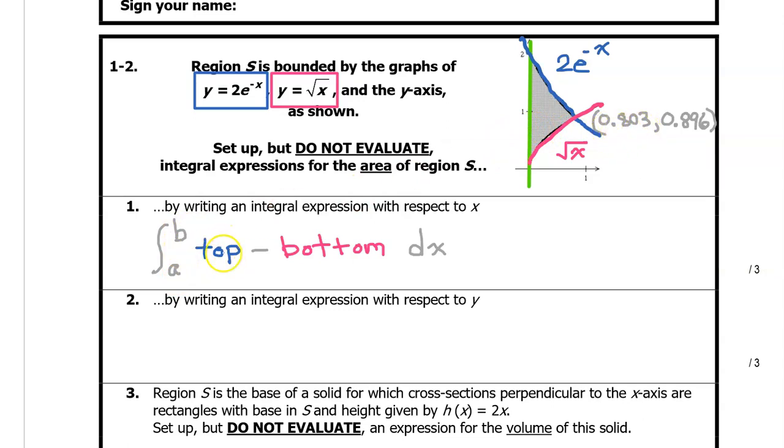When we set up the integral, the limits of integration from left to right will be from 0 to 0.803. And then we will integrate the top function minus the bottom function. So 2e to the negative x power minus the square root of x.